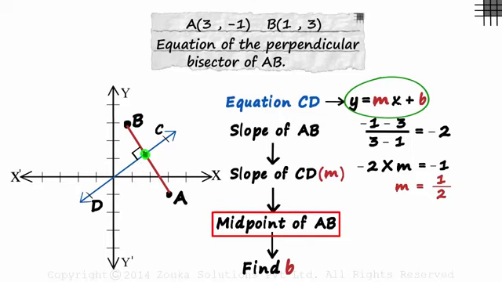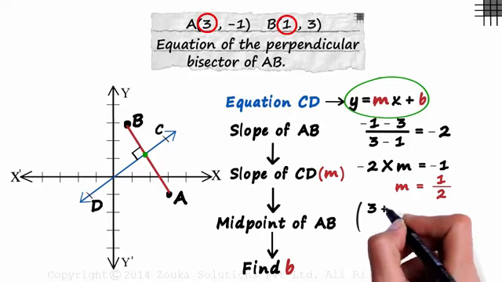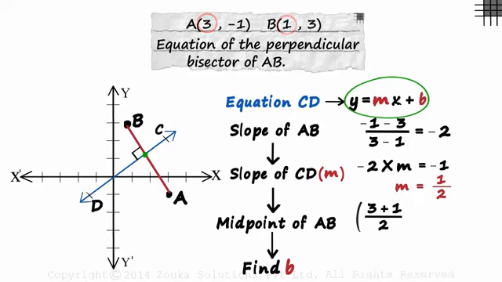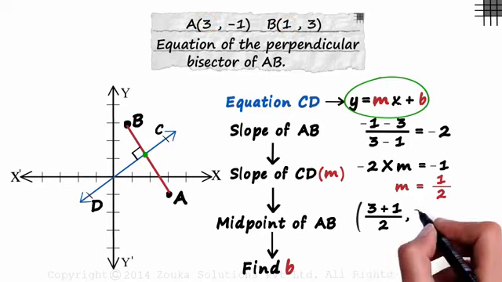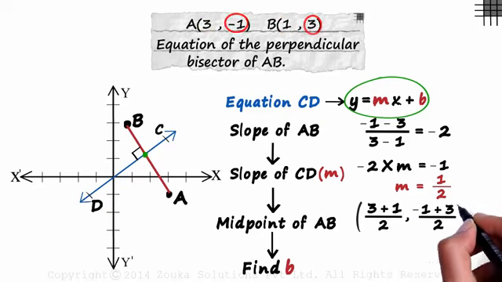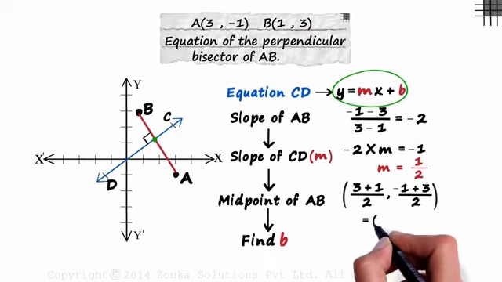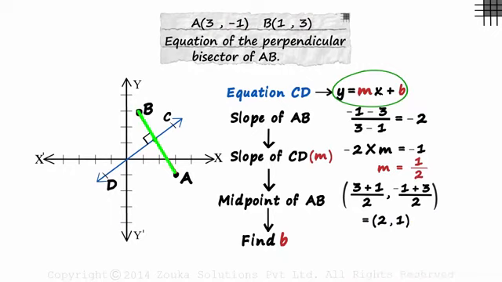Now we get to the midpoint of AB. The x-coordinate of the midpoint is the average of the x-coordinates of the endpoints. The x-coordinate will be 3 plus 1 over 2. And the y-coordinate of the midpoint will be -1 plus 3 over 2. 2, 1 will be the midpoint of AB, and it is also one of the points on CD.